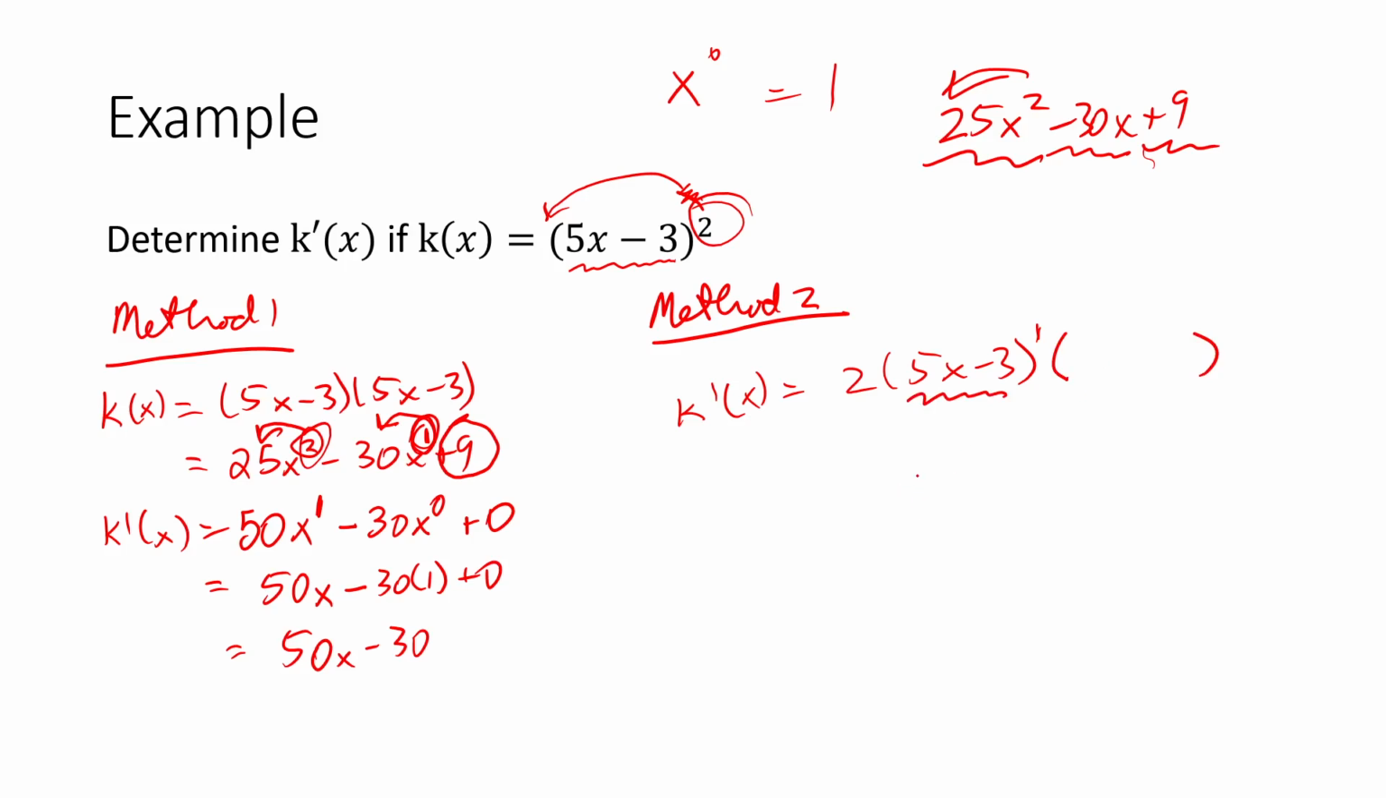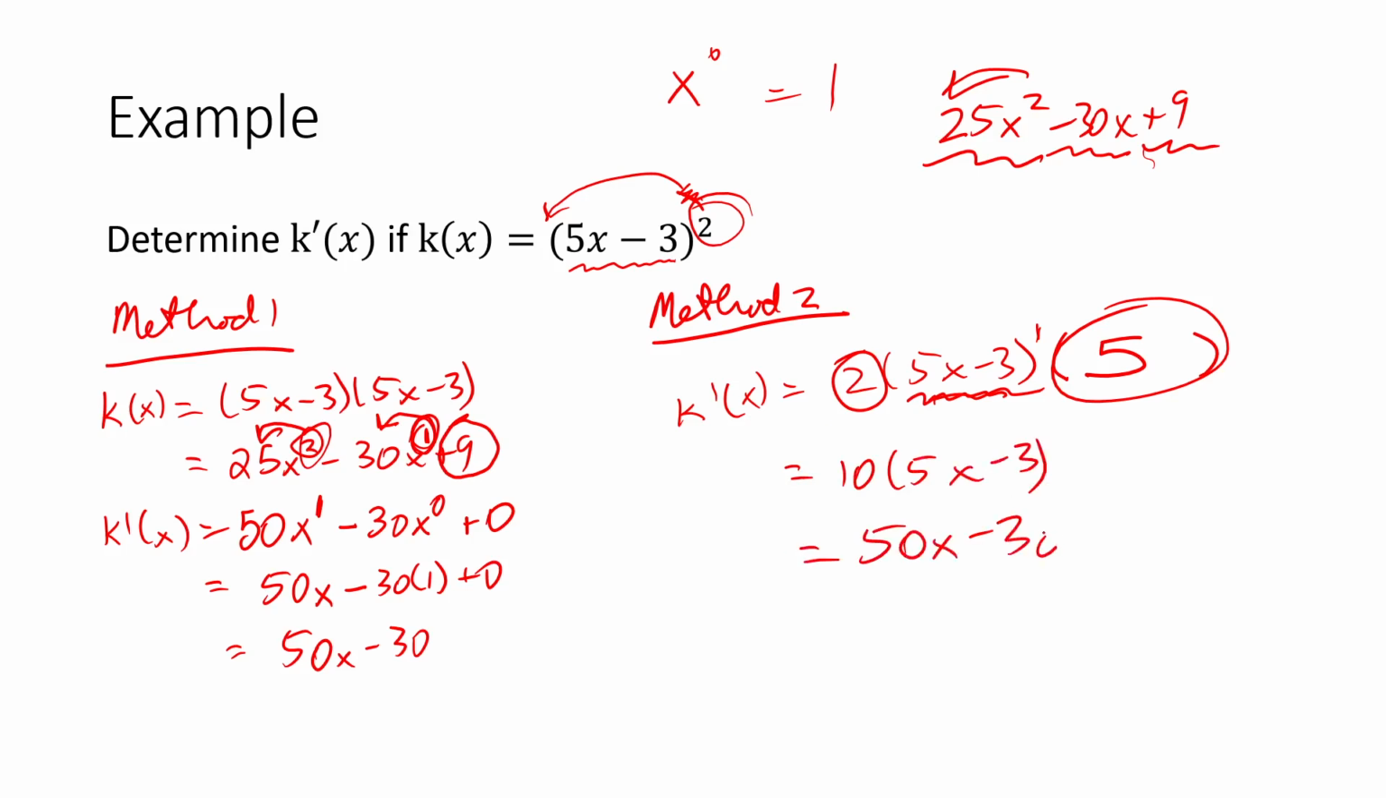So what is the derivative of 5x minus 3? It's just 5. And so k prime of x is going to equal 2 times 5x minus 3 times 5. Well, 2 times 5 is 10, so it's going to be 10 times 5x minus 3, or in other words, 50x minus 30. So when you get a question like this, you could expand it out if you want, but it's really, really good to learn this power of a function rule, or like we'll later call it, the chain rule, and then do it that way.